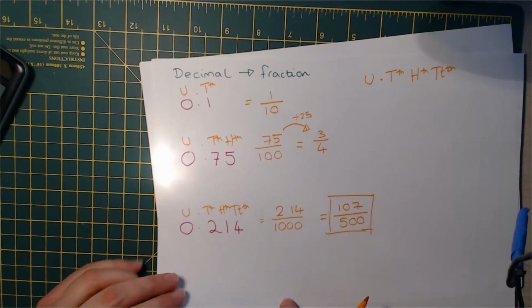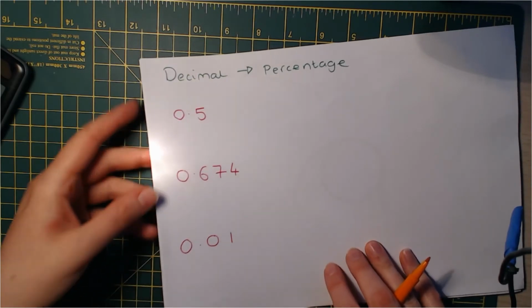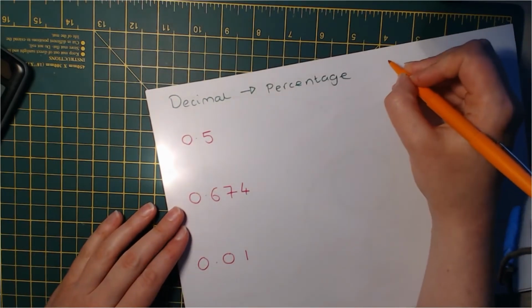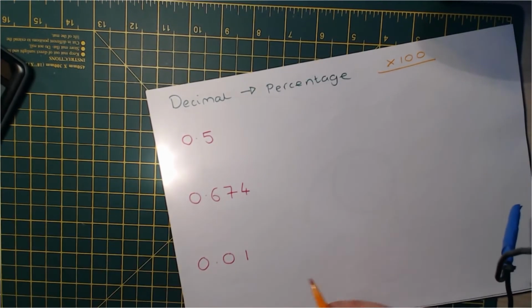Make sure that one's written down, a how-to. Decimals to percentage. Now, this is the one we were just talking about. So decimal to percentage is lovely because we just need to multiply by 100. Okay, and just remember how we do that.